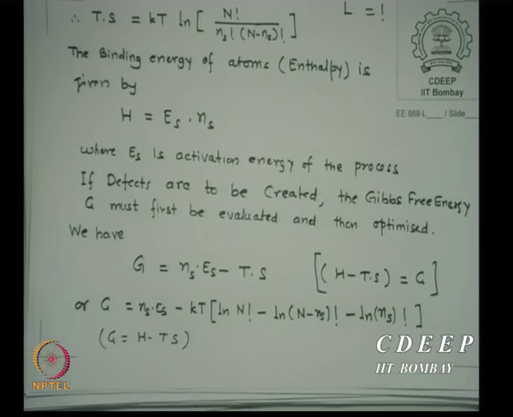We must first evaluate the Gibbs energy, which is H minus TS. In fact, the way it is written, delta G equals delta H minus T delta S is the change from room temperature, but right now I did not want to take you too much into thermodynamics, so I directly wrote it. Is that okay? To create a defect, how much energy is required? For any process there is an activation energy. So to create one interstitial defect or a vacancy defect, you need an energy ES. If there are ns such defects to be created, I need ns times ES, the net energy.